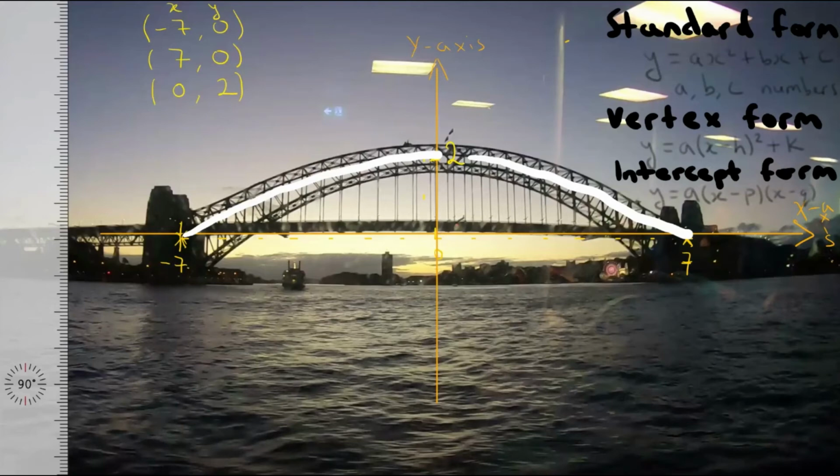Okay, so here we have three types of equations that we can start off as a base, and from these we'll be substituting numbers, and we'll be working out potential quadratic equations that we can use for modeling this bridge, the Sydney Harbour Bridge.